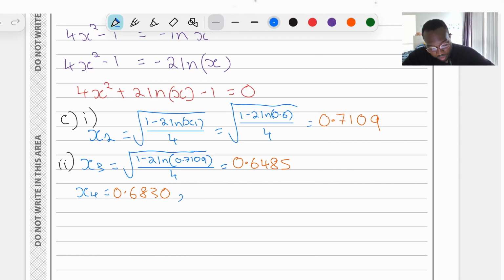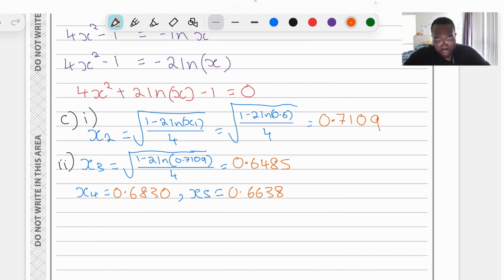And then if you keep going, let's do x5. If you do x5 in your calculator, you get 0.6638. Again, it's not the same. You just have to keep going, okay? Keep going until you get the exact same value, okay?